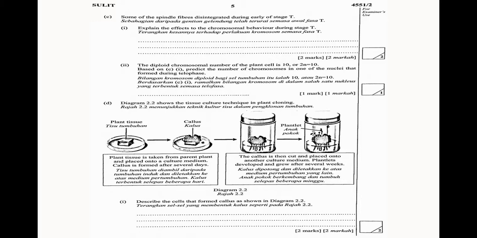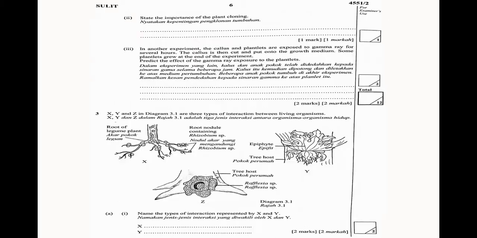D1. The question asks to describe the cell that form callus as shown in diagram 2.2. So the answer is explant divide by mitosis and forming undifferentiated mass of cell. D2. The question asks about the importance of plant cloning. The answer that can be right is produce large number of similar plant in short time, or produce good quality and strong resistance to disease.